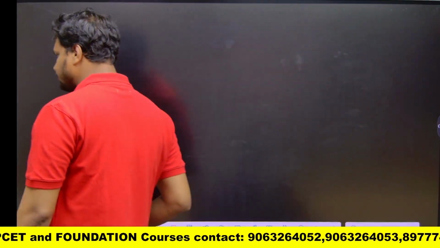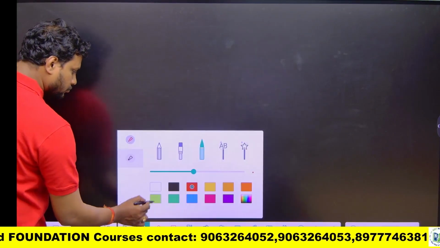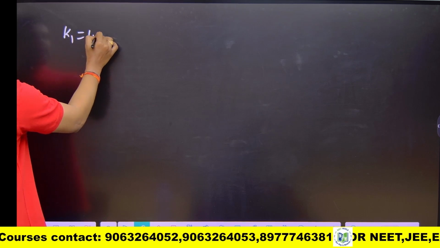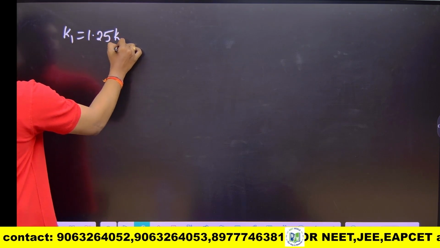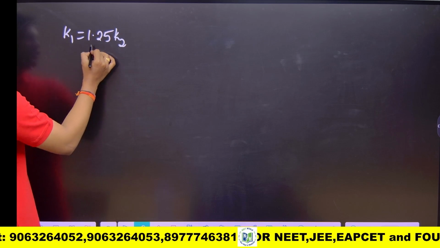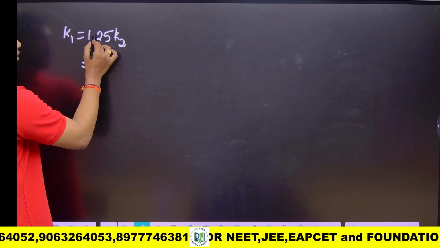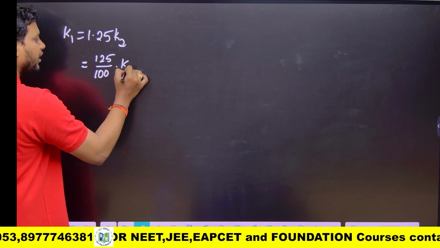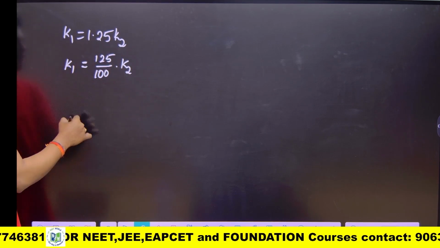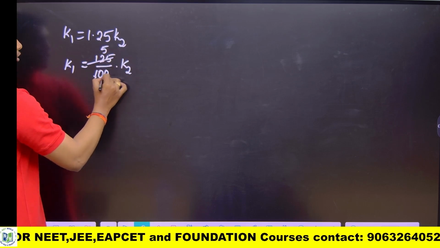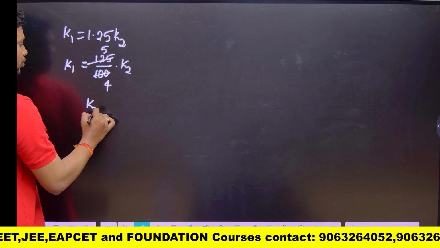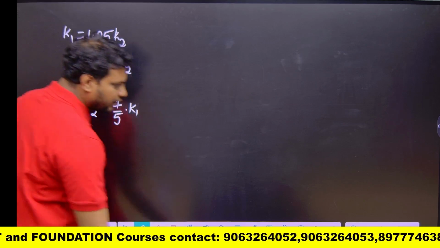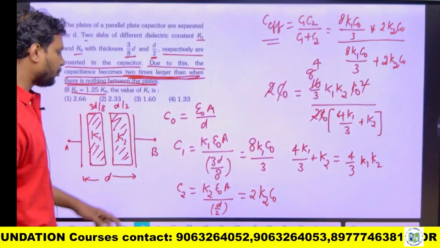So they have given K1 equal to 1.25 K2. So from this we can write it as a fraction. 1.25 can be taken as 125 by 100 into K2 for easy calculation, which is equal to K1. Cancel 25 5s and 25 4s. Then K2 can be taken as 4 by 5 times K1. And we'll substitute the value in the previous equation.